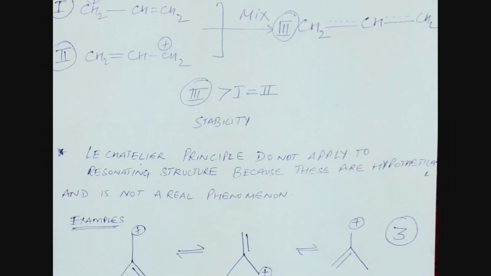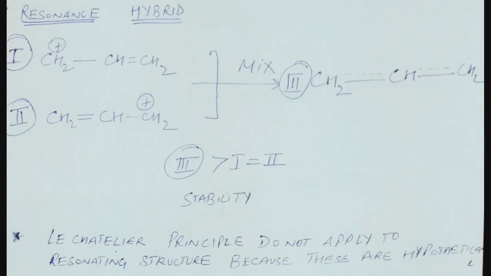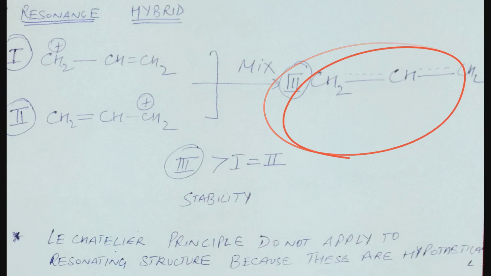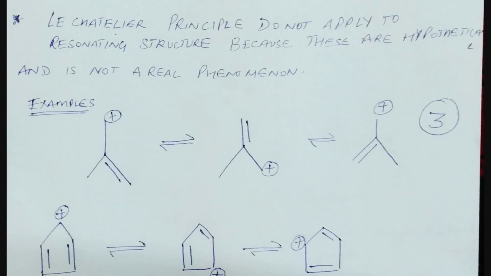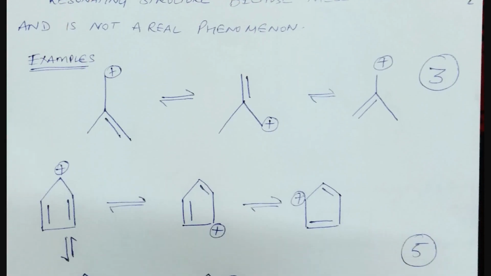Now, we cannot apply the Le Chatelier principle to a resonating structure. That is simply because the resonating structures are not real ones. These are only hypothetical structures. It is because of our ease. We need to understand how the reactions are happening. Therefore, we have developed a method which is known as resonance, that like this it could be happening. So we are explaining our chemical reactions through this. It's not a real phenomenon, we have to remember this, but it explains our chemical reactions.